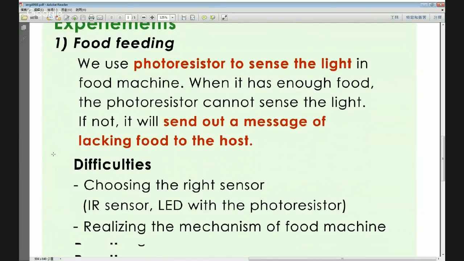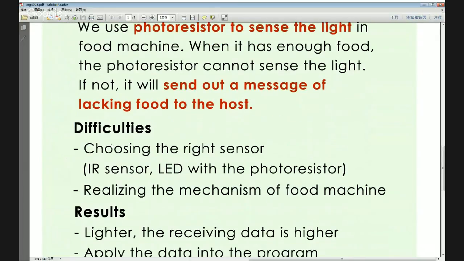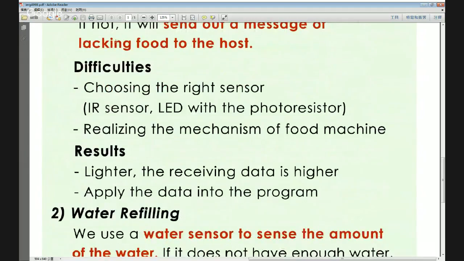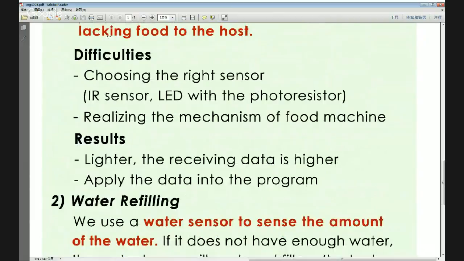For the difficulties, we tried to use the IR sensor before, but we found out that the LED with the photoresistor is easier to function and work in the machine, and we put lots of time into understanding the mechanism of the food machine. As a result, we know that the data received on the Arduino is higher when the photoresistor receives a brighter light source, and we apply this experimental data in the program.